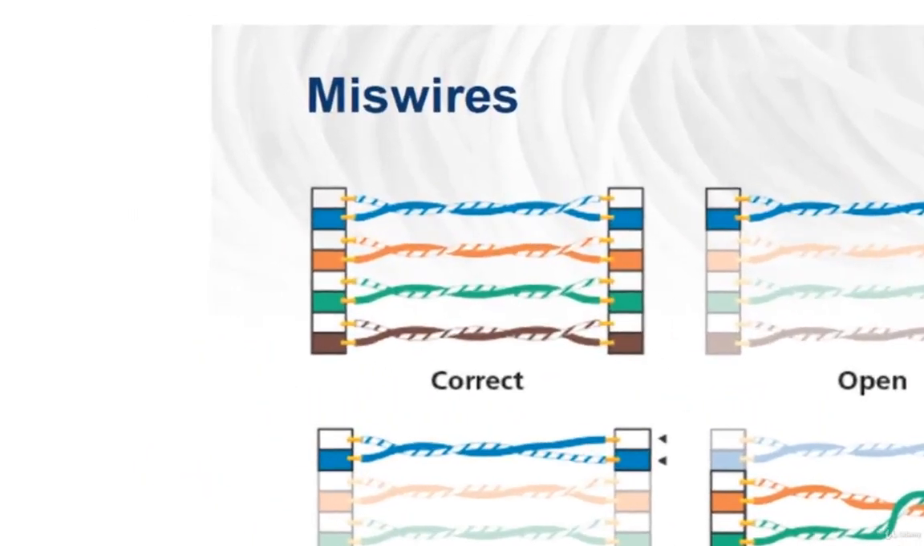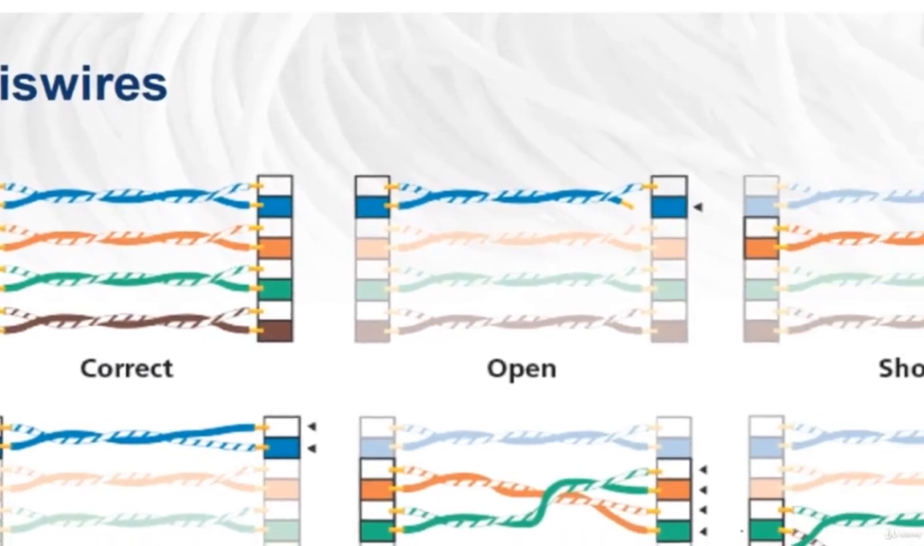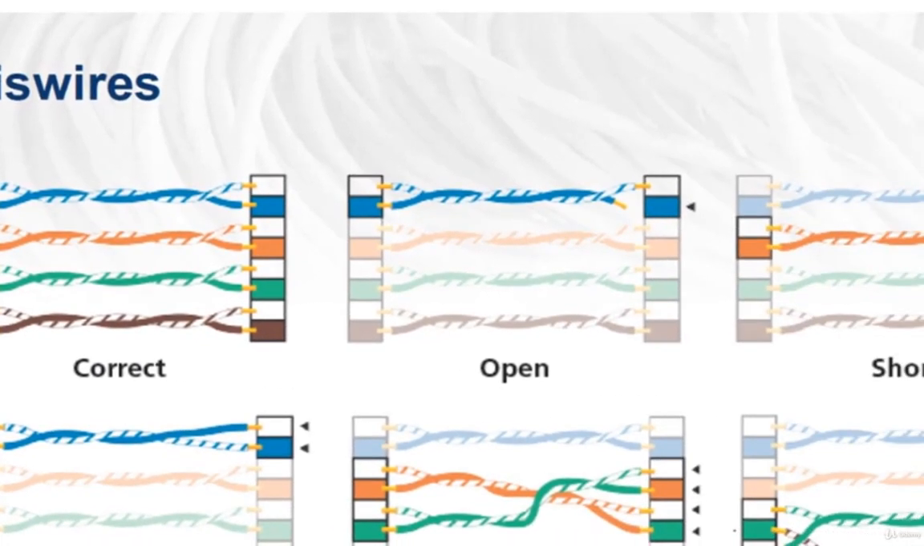First up are so-called miswires, where a mistake is made with the wiring of either your keystone or your RJ45 jack. In the first picture you will see what it's supposed to look like. That's a correct wiring scheme. Then you get something that is called an open wire. That's also a miswire, and that's where one of the wires in your pairs does not make correct contact inside your keystone or your RJ45 jack.